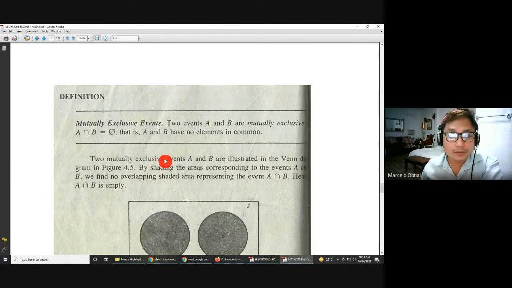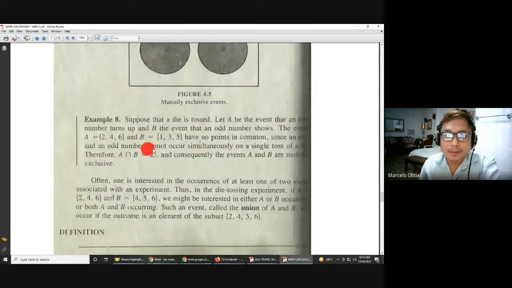Ibig sabihin, walang common. So in short, kapag walang common yung dalawang events or higit pa sa dalawa, your answer is always a null space or empty space. This symbol. Okay? For example, event A consists of 2, 4, 6. Event B consists of 1, 3, 5. You will be asked for the intersection. So in short, your answer is null space. Kasi walang common sa kanilang dalawa. Okay, klaro ha? Walang common sa kanilang dalawa. So in short, that should be empty space or null space.